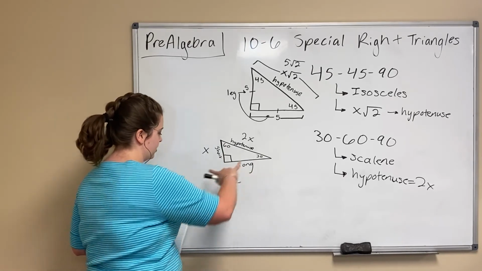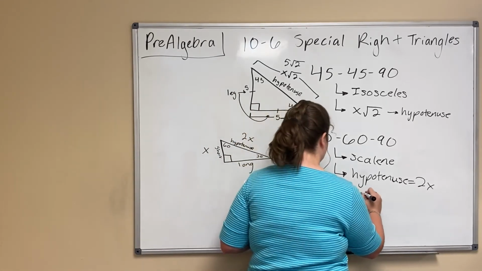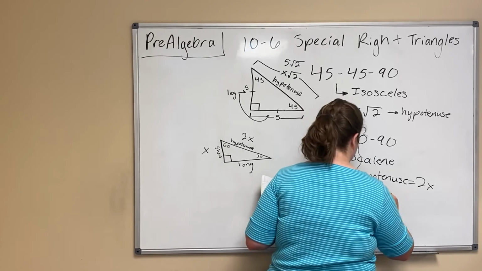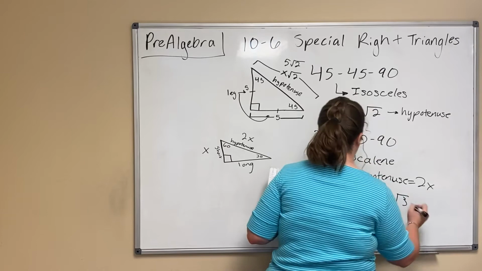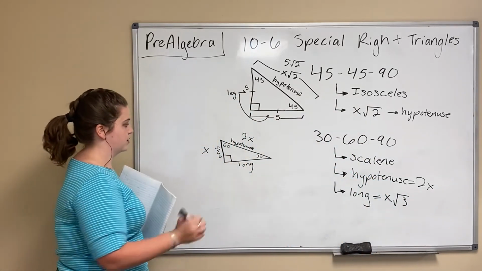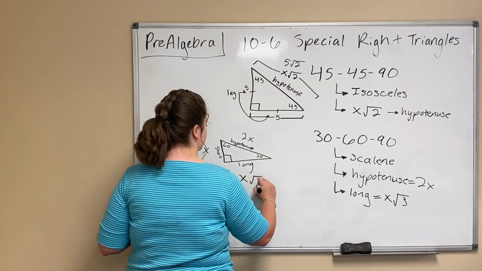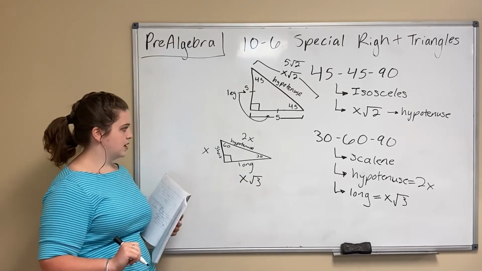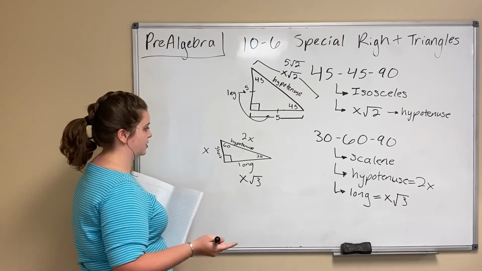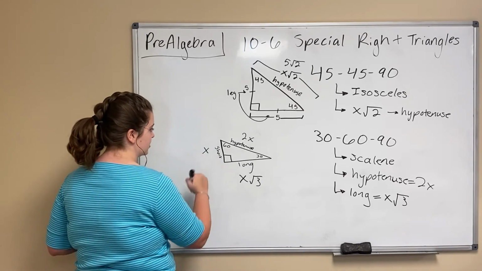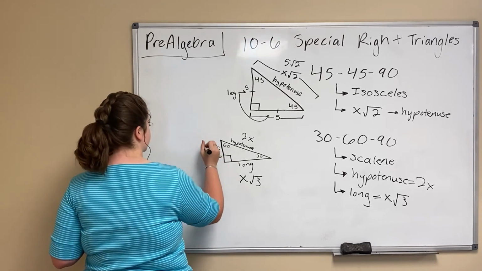Now, how do we figure out the long side? The long side will always be x times the square root of 3. So the short side times the square root of 3. This one's a little more complicated, but still, if they give you the short side, you'll still be able to know what to do, because suppose I said that the short side, instead of being x, the short side is 3.